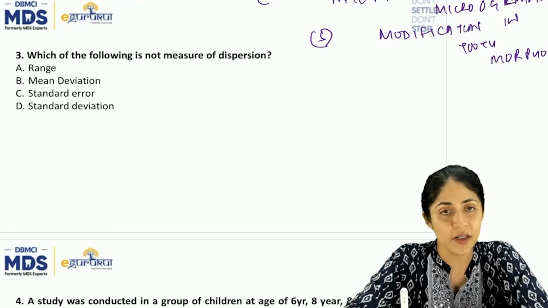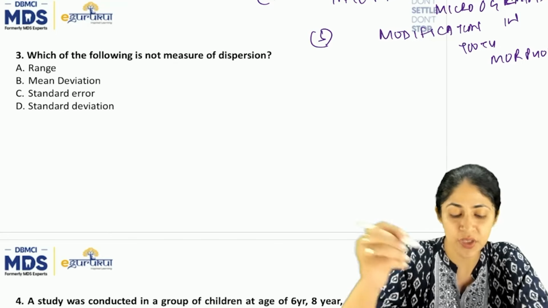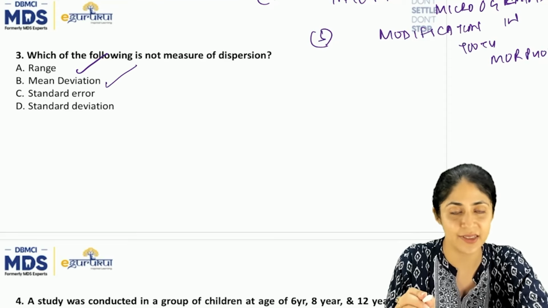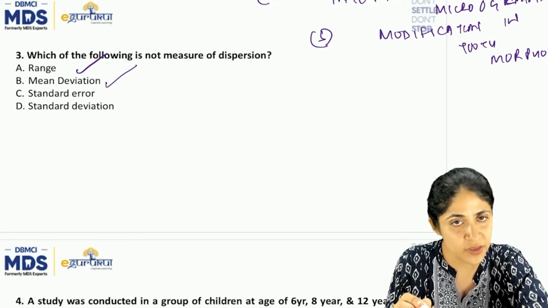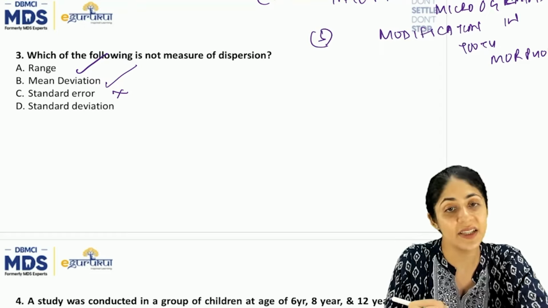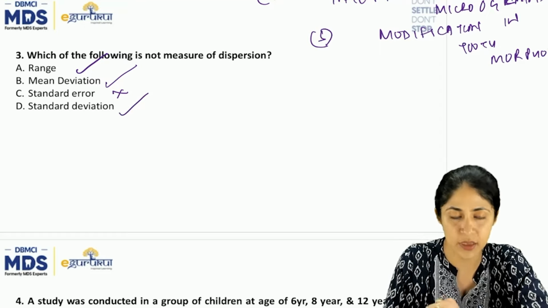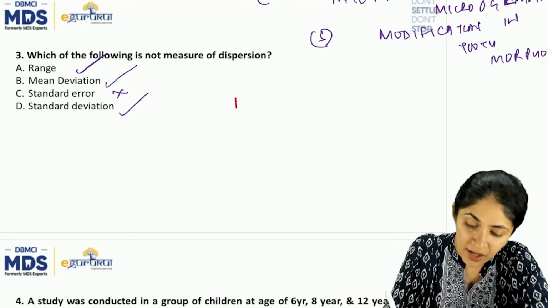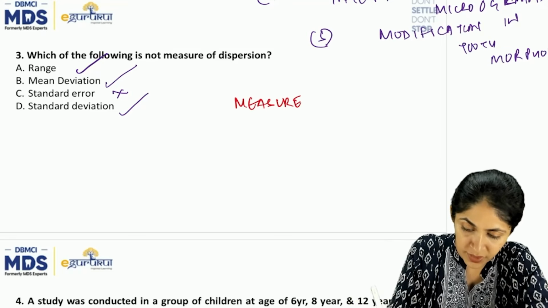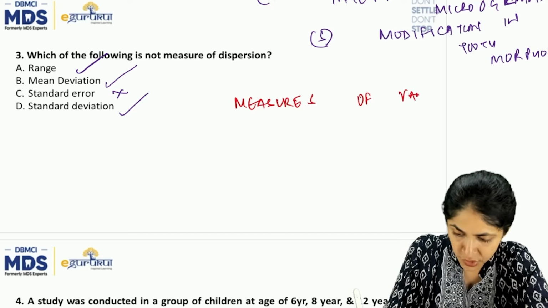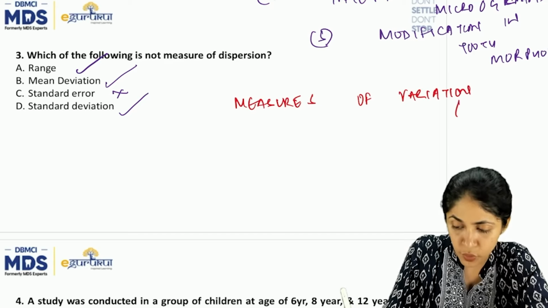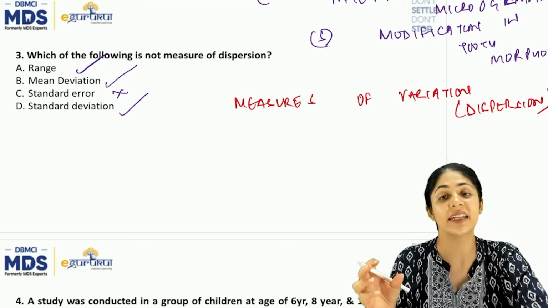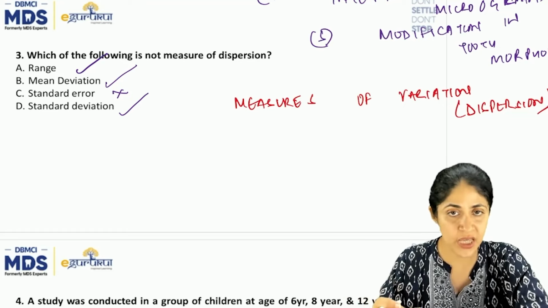Now coming to the next question, which is, which of the following is not a measure of dispersion? Is range a measure of dispersion? Yes. Is mean deviation a measure of dispersion? Yes. Is standard error a measure of dispersion? No. Is standard deviation a measure of dispersion? Yes. So now what are the measures of dispersion? There are several measures of variation, and variation is also called dispersion. The technical term of variation is dispersion.